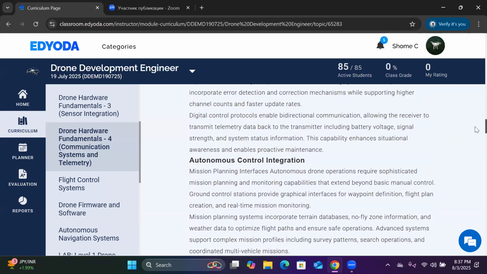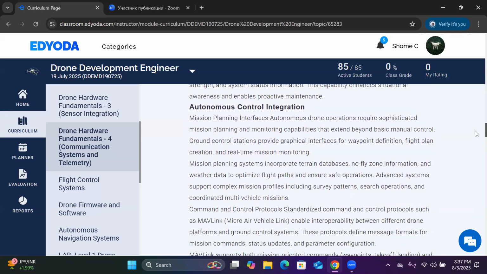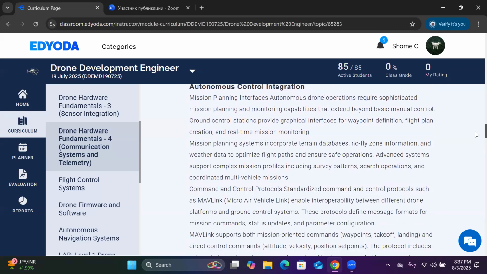Okay, any question here for the autonomous control integration? Yeah, wavelength and radio frequency are both different, and the uses are also different. Radio frequency is basically the communication channel based on which you are communicating the data. And MAVLink is a secured protocol system.